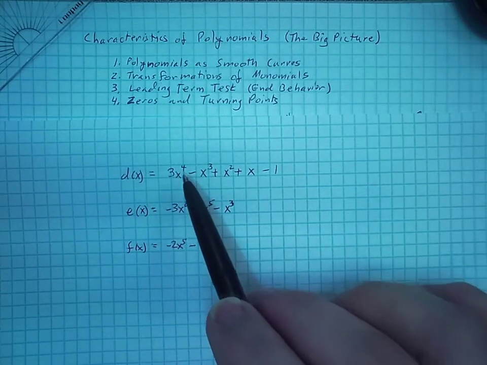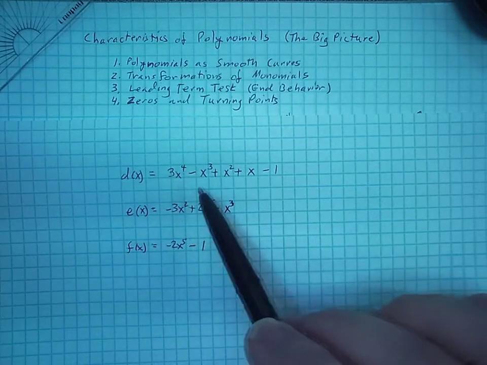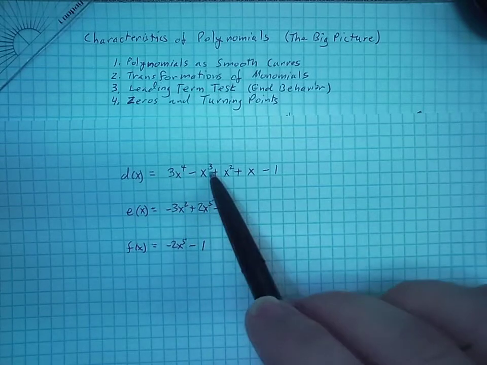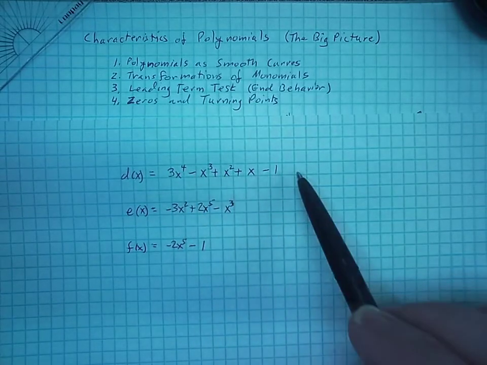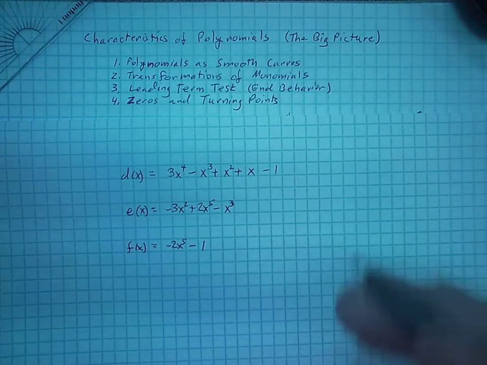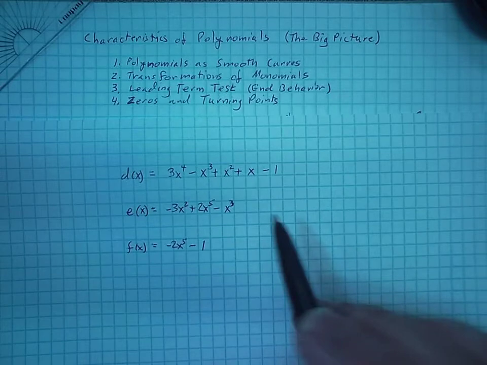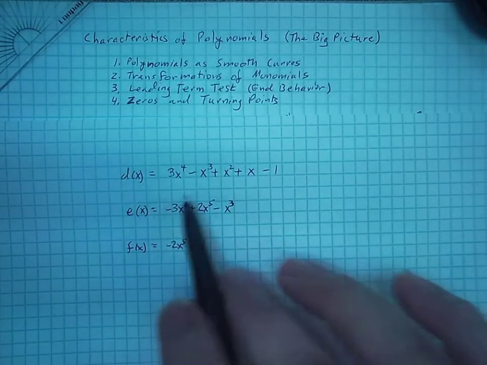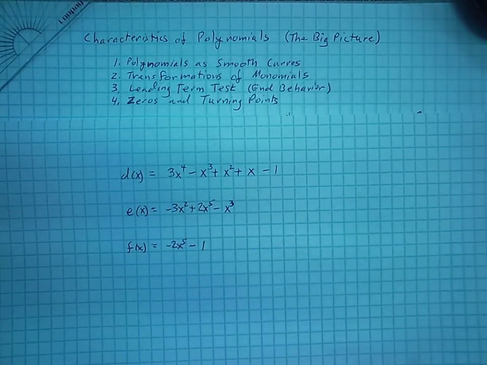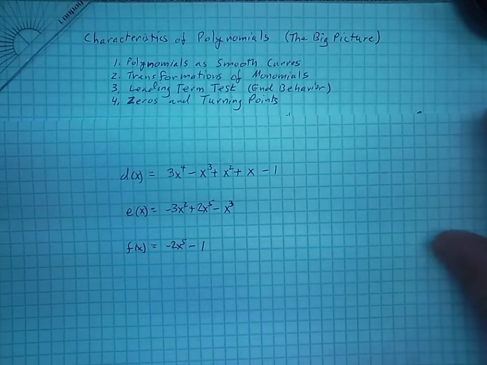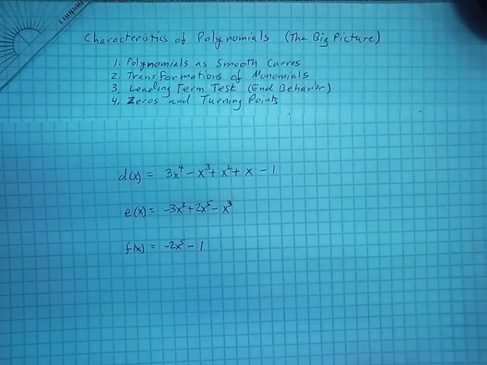So 3x to the fourth power, that's a monomial. And here we have negative x cubed, that's another monomial. We're stringing them all up and adding them together. So a polynomial is really a sum of a bunch of monomial pieces. And as such, because the monomials have domain all real numbers, and we're just adding them all together, we expect the polynomial to also work for all values of x. So polynomials are smooth curves, domain all real numbers.